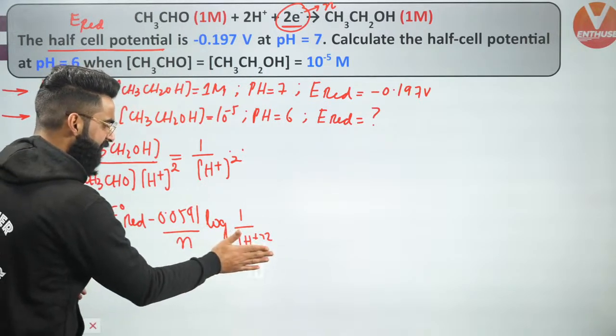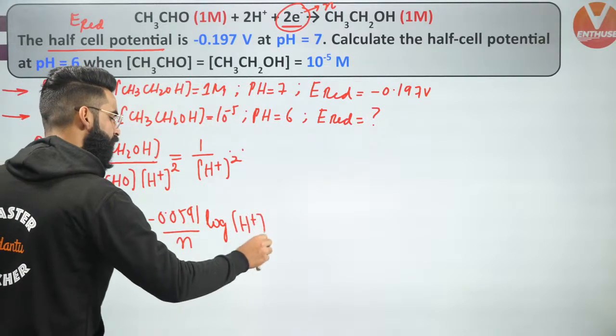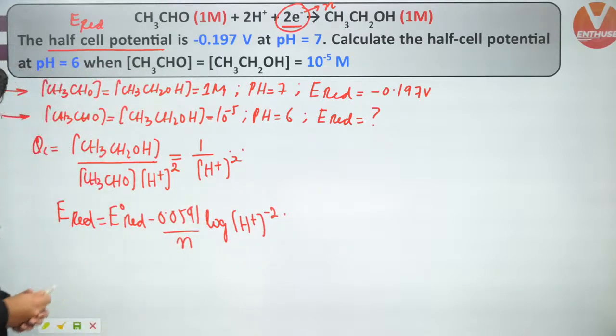But people, I can remove this. I can write it like this: concentration of H positive raised to the power minus 2. Yes, I can do that.